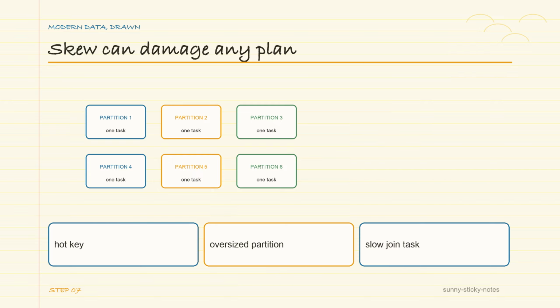Read the drawing from one idea to the next. Hotkey, then oversized partition, then slow join task. You do not need to memorize every implementation detail yet. Focus on what moves, what stays fixed, and why the system does less unnecessary work.